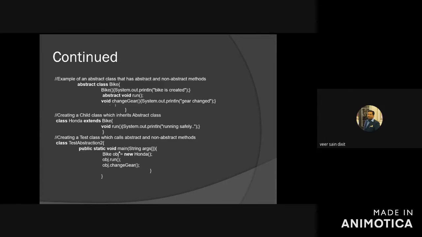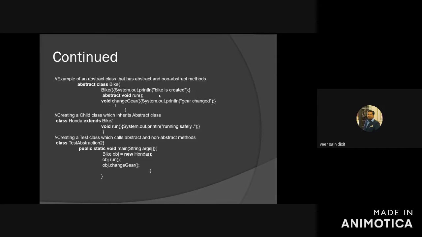Another example of an abstract class that has abstract and non-abstract methods. As I told you earlier, an abstract class can have abstract methods as well as non-abstract methods. It means this abstract class will have a body also. There is an abstract class Bike in which there is a body also. So this is a non-abstract method. Bike is a non-abstract method.